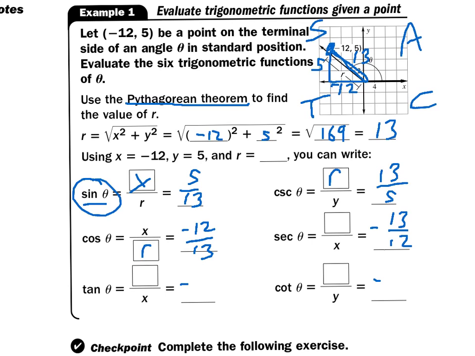Your tangent ends up being y over x, or opposite over adjacent, sorry, which is 5 over negative 12, or negative 5 twelfths. And your cotangent ends up being negative 12 over 5.